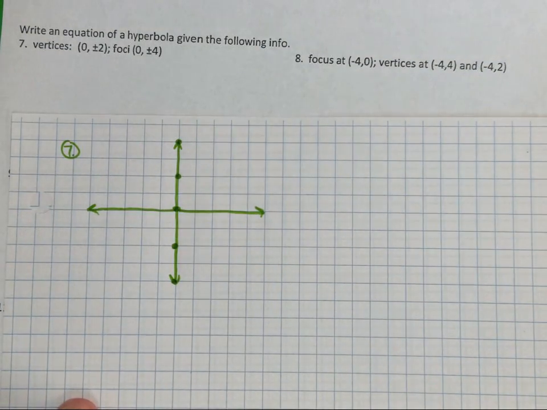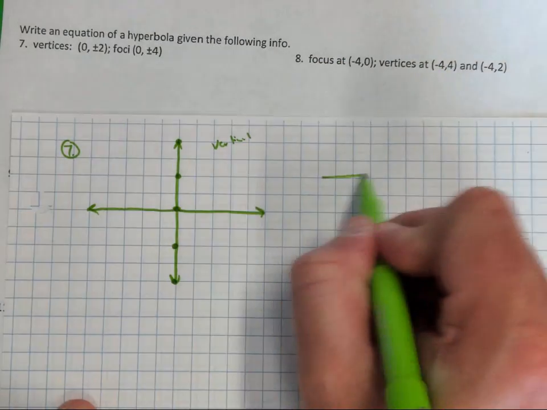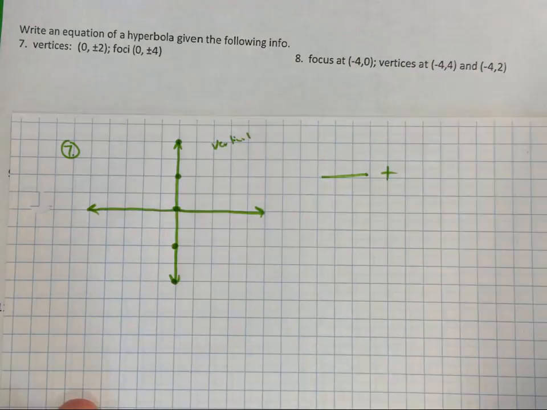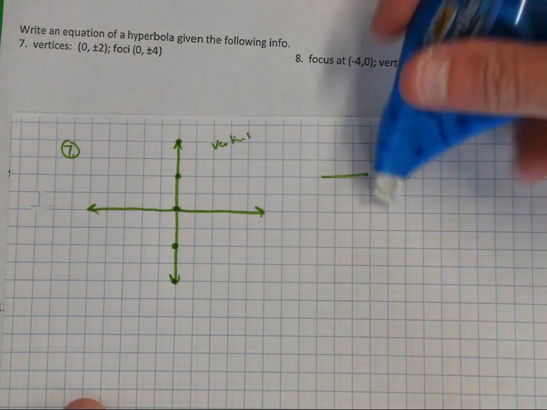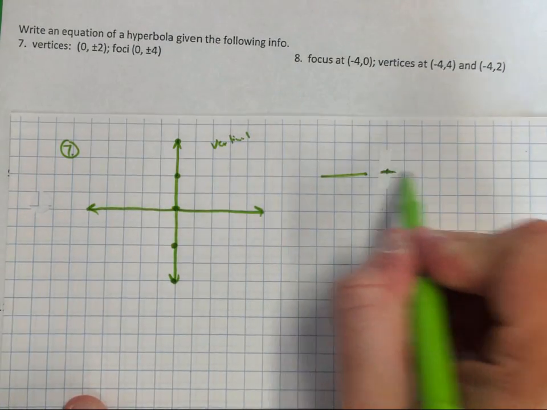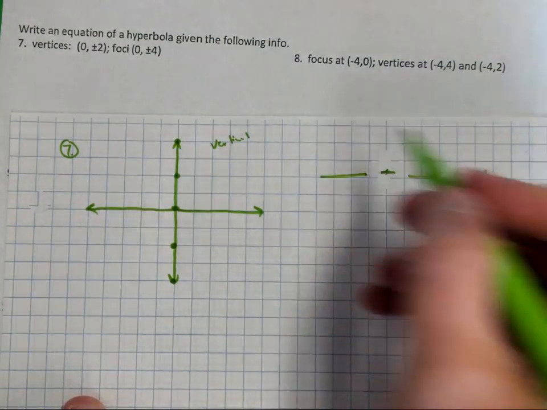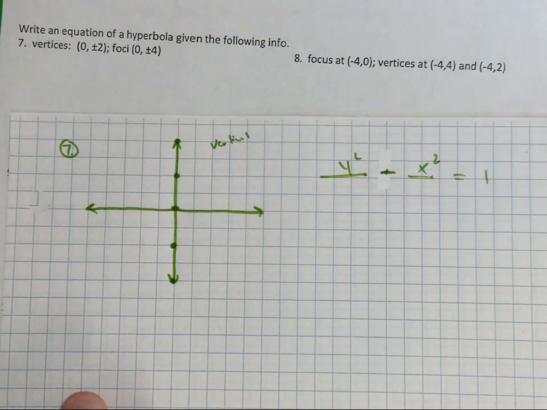Okay? Now, since it's vertical, am I going to write my x or my y first? Y. Remember, don't put plus. That's ellipse. We're doing minus. This is hyperbola. That's why that test was so hard when it's all together. Equals 1. So since the center is at 0, I got y squared minus x squared.